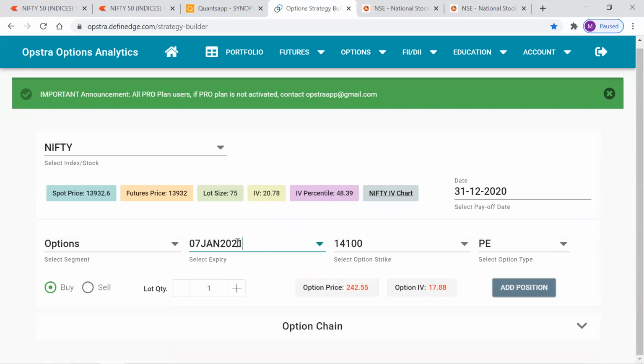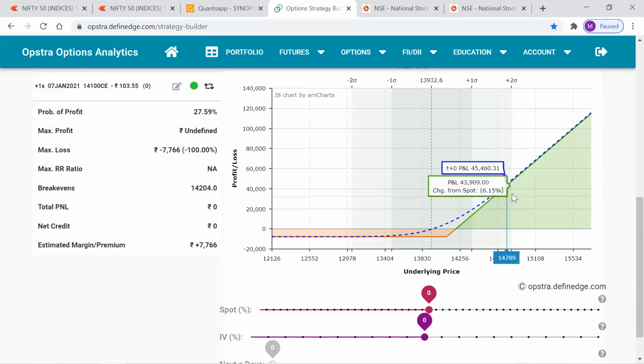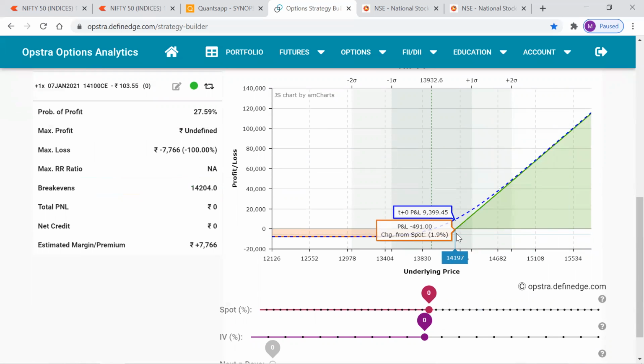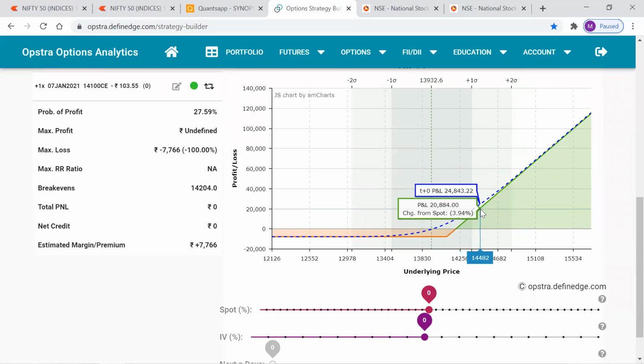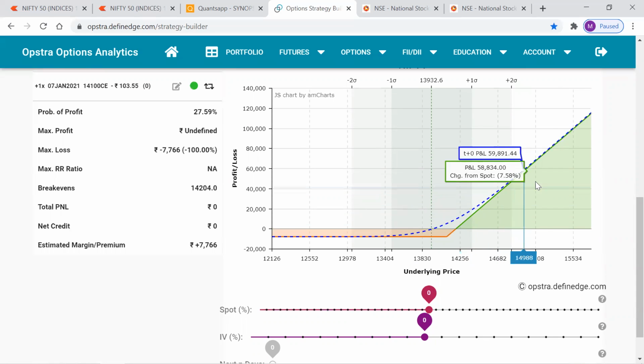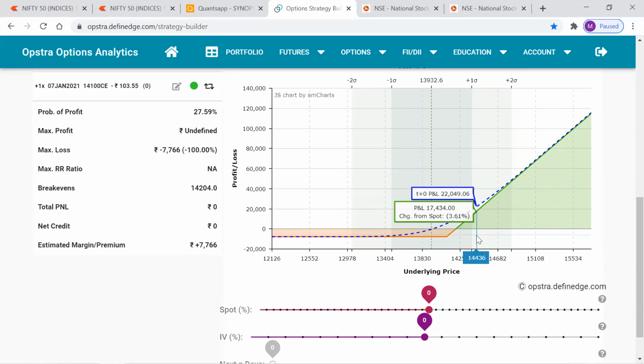7th Jan. Okay, so let's buy call, add position. So see, your profits are unlimited here. If the market is crossing 14,150 before 7th of January, then look at your profits. The more the market moves up, the more profits you get. Profits are unlimited here in an option buying scenario.